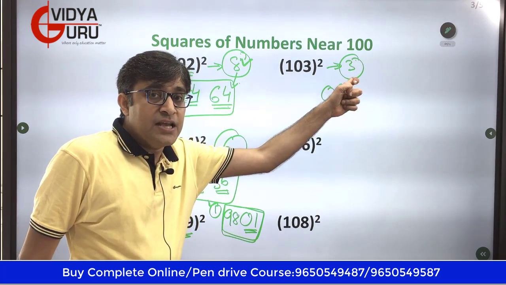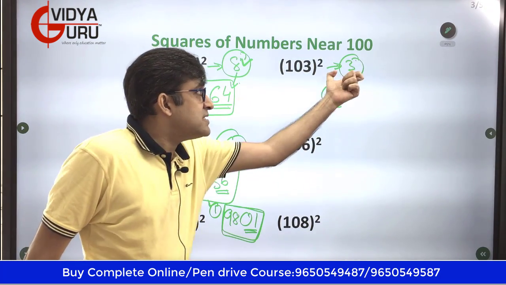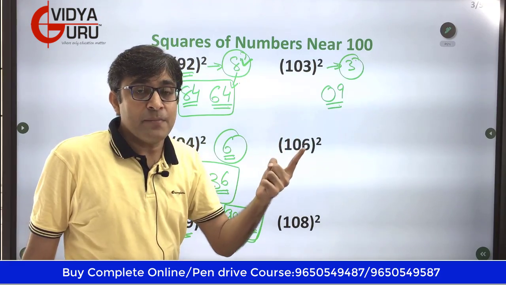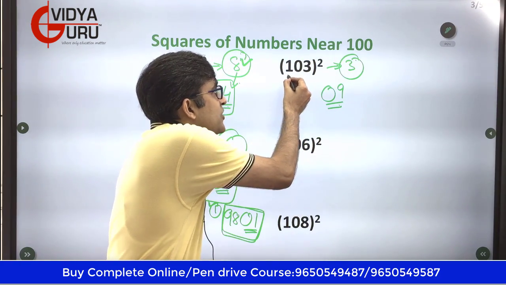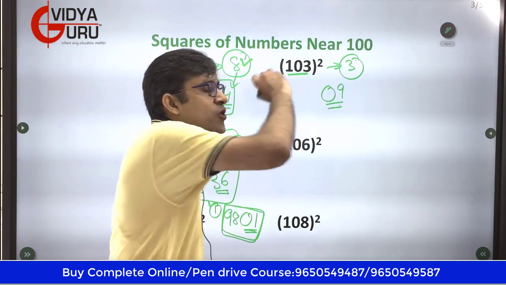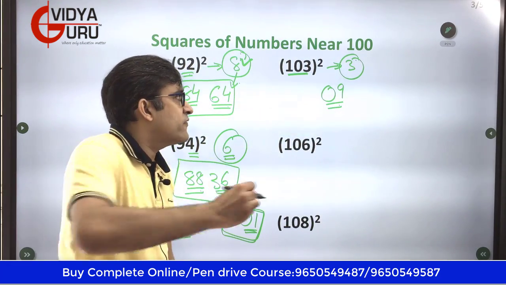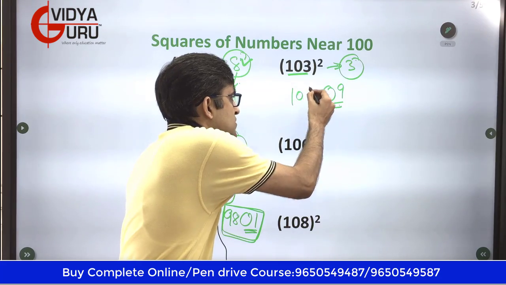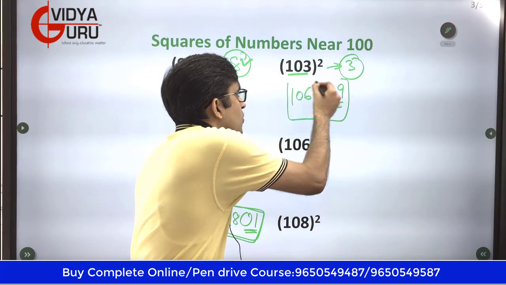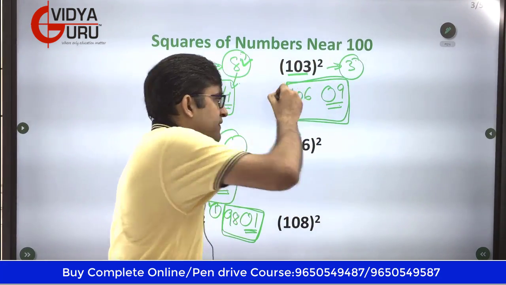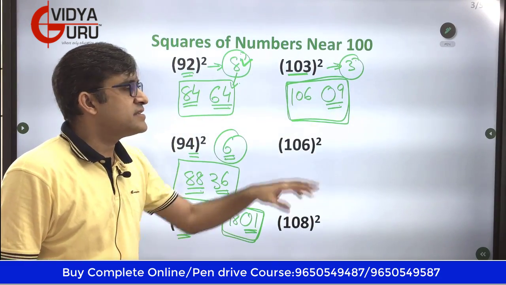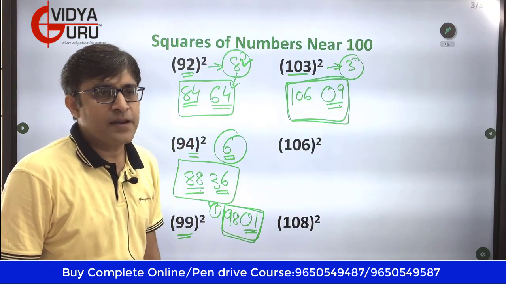Now this 3, students, what will happen? This 3 is going to be added to the number. 103 plus 3 will give you 106. So 10609, that is the square of 103.